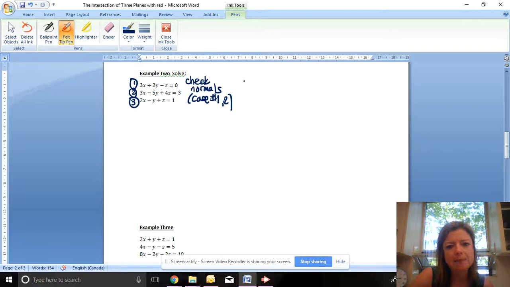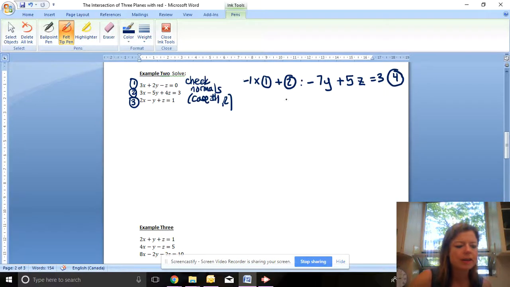So what happens when I multiply equation 1 by -1 and then add it to 2? Okay, so I'm just going to show the result instead of the whole multiplication. When I do that, I get minus 7y plus 5z equals 3, and I would call that equation 4. Then I would multiply equation 1 by minus 2/3 and add it to equation 3 to eliminate x in equation 3, and I would get minus 7/3 y plus 5/3 z equals 1, and I get equation 5.